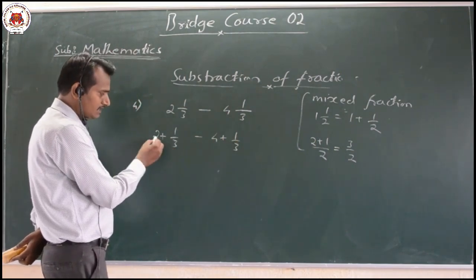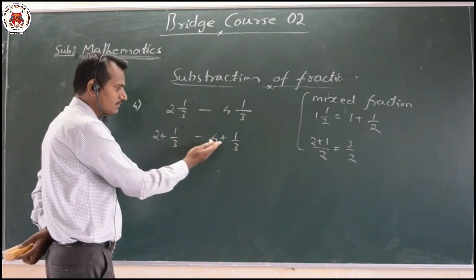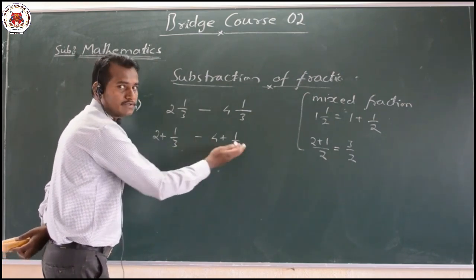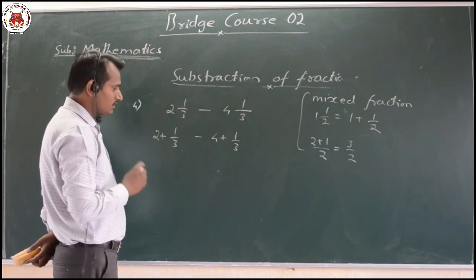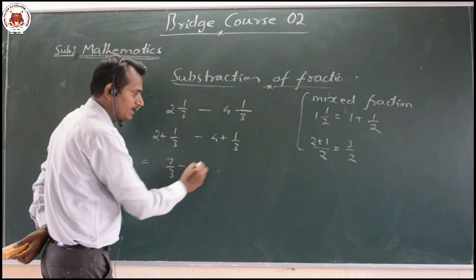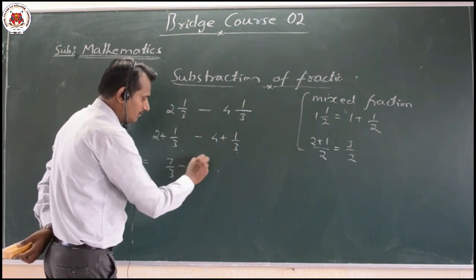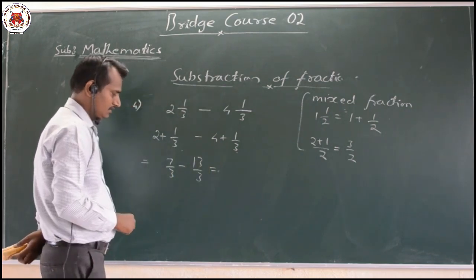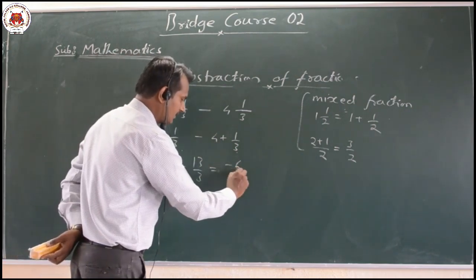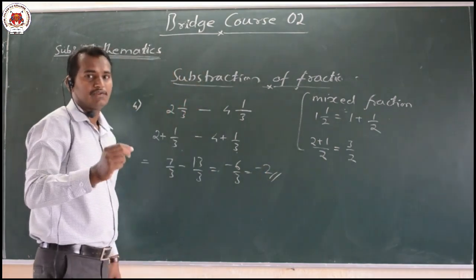Here also we can take the LCM, or else there are two methods. One is 2 minus 4 and then we can take the LCM of these two and solve it. Instead of that I will do it this way: 3 2s are 6 plus 1, 7 by 3, minus 4 3s are 12, 12 plus 1, that is nothing but here 13 by 3. The value will be, so what we get here, minus 6 by 3, the value will be minus 2. That will be your required result.